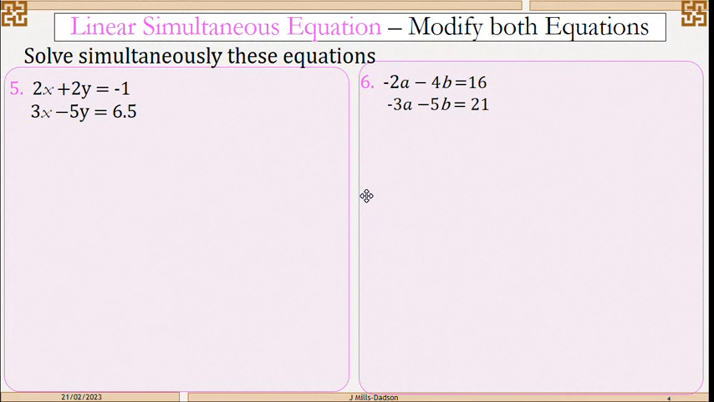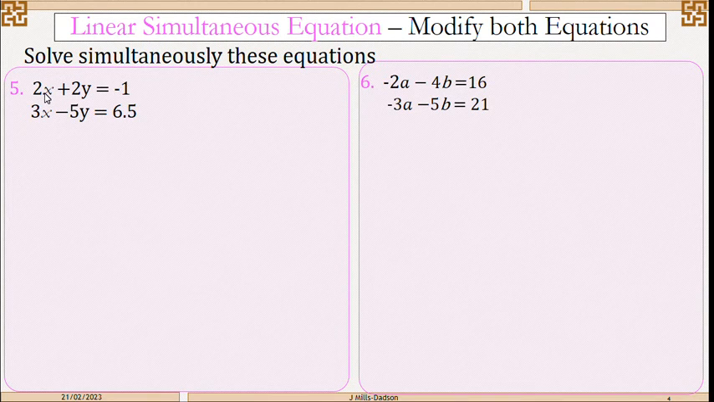In this example, I'll be talking to you about how to solve simultaneous equations where you have to modify both equations. So if you're looking at the coefficient of x, 2 and 3 are different, and the coefficient of y, positive 2 and negative 5, is different. So here, you've got to decide which one you want to eliminate and make sure the coefficients are the same in absolute terms.